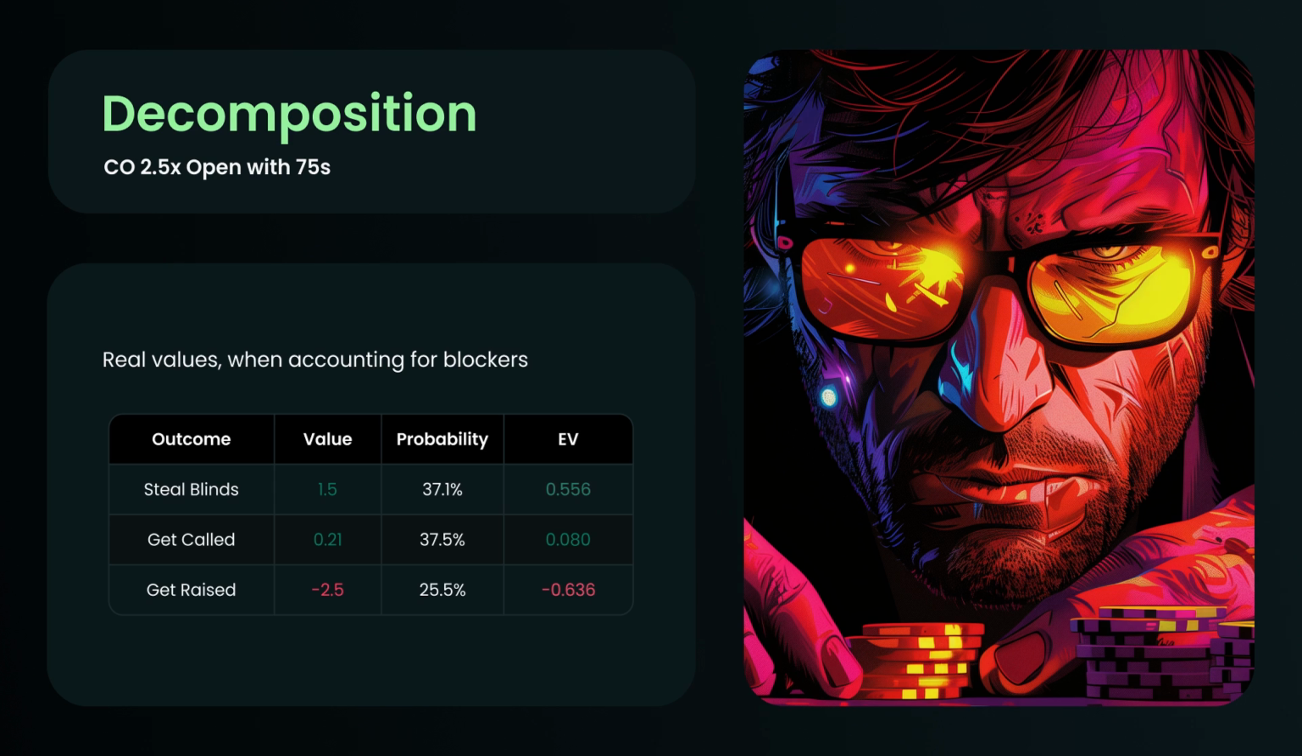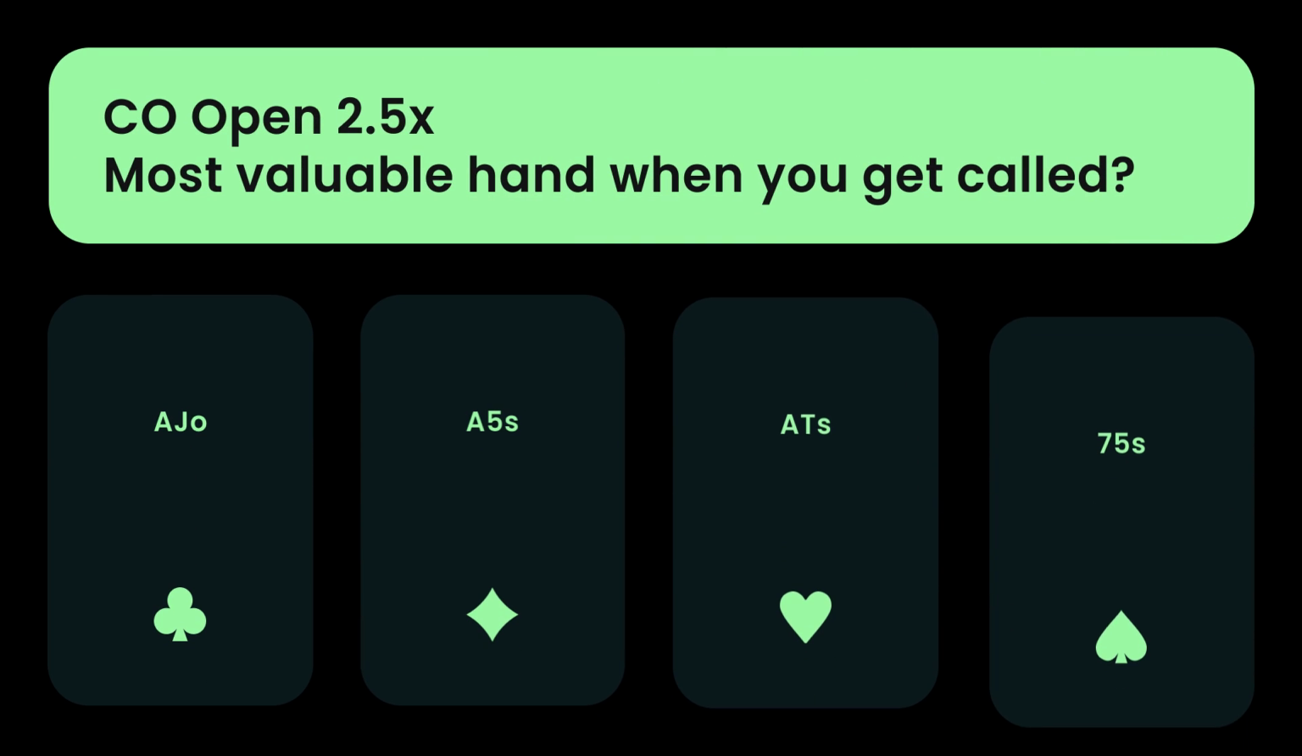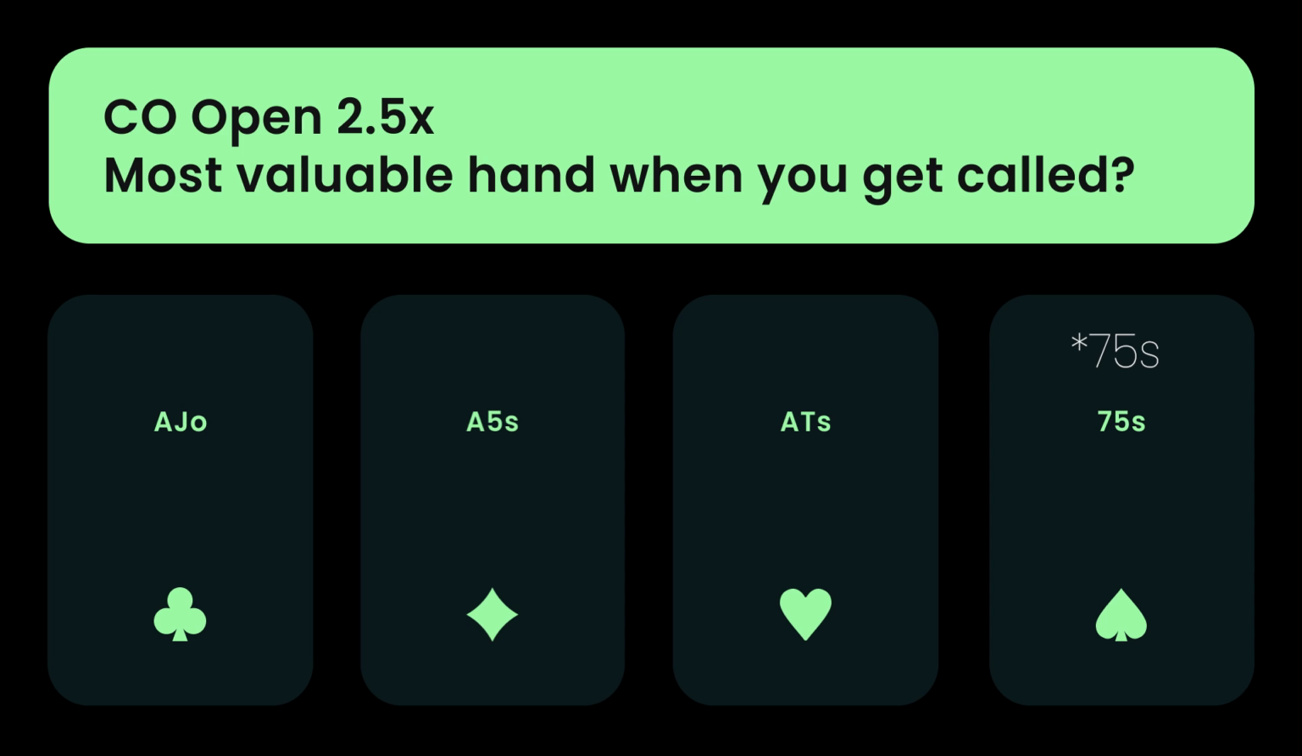So let's try a quiz next. Cutoff opens 2.5x, and we're using the same concept as before, just the chip EV solution. Which of these do you think is the most valuable hand when you get called? Ace-5 suited, Ace-10 suited, or 7-10 suited? Take a moment to consider your answer.